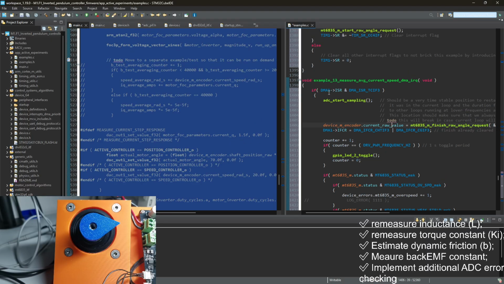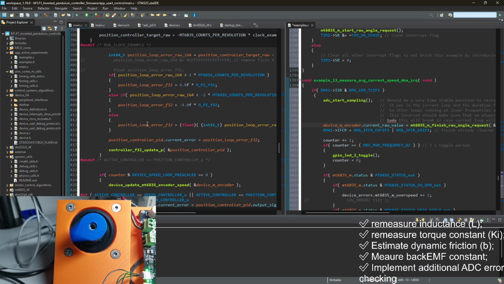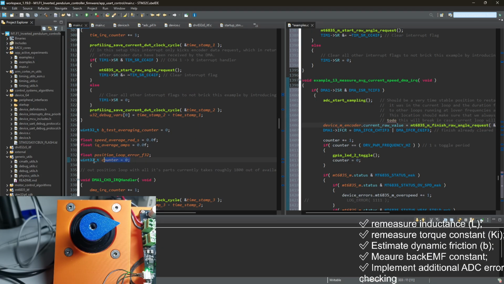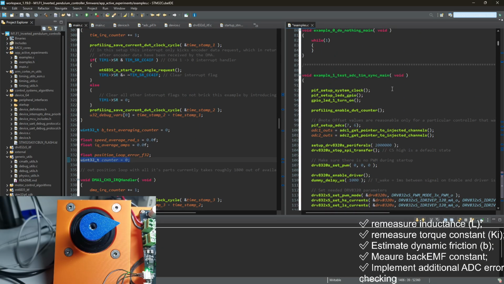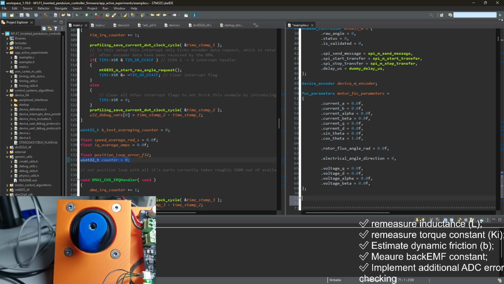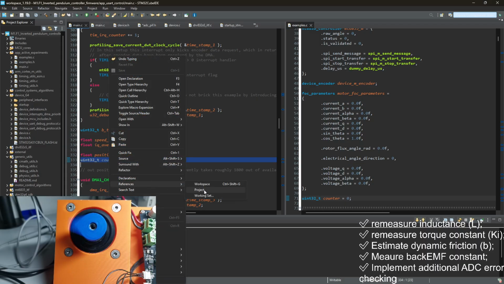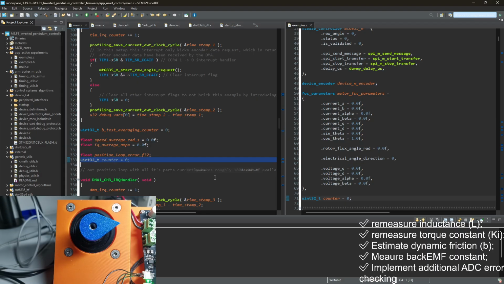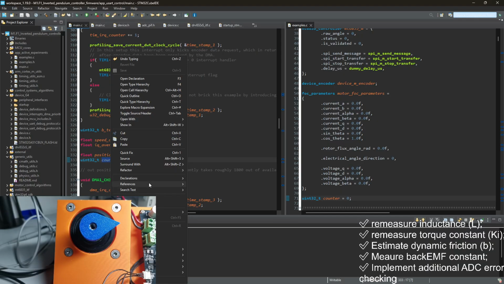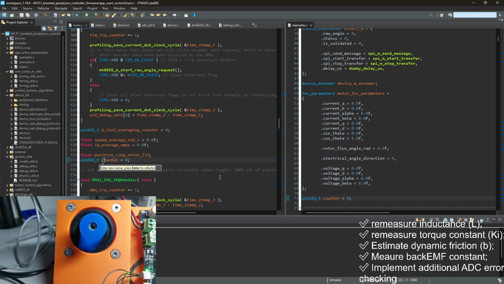Counter is unknown, but it's important. So let's add it as a global variable at the top of the file. Counter. Actually, I came to the conclusion that I need to rename it. With the counsel of myself, I decided to rename it to FOC counter.